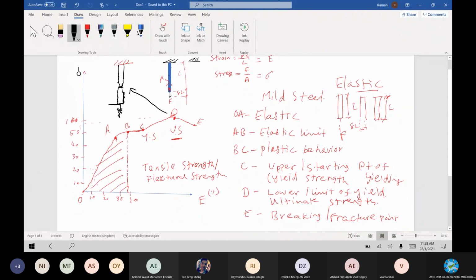Different limits are clear to you? Only three points are important for your understanding: yielding strength, ultimate strength, and breaking point, or breaking strength. Breaking point I call breaking point. These three points are important, and this elastic region is important for designing certain members. But the significant points on a stress strain graph are the yielding point, the ultimate point, and then the breaking point.